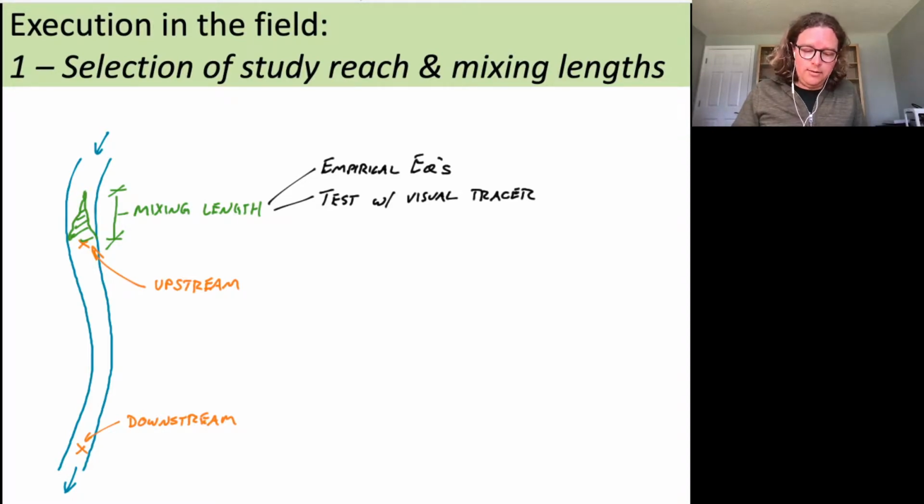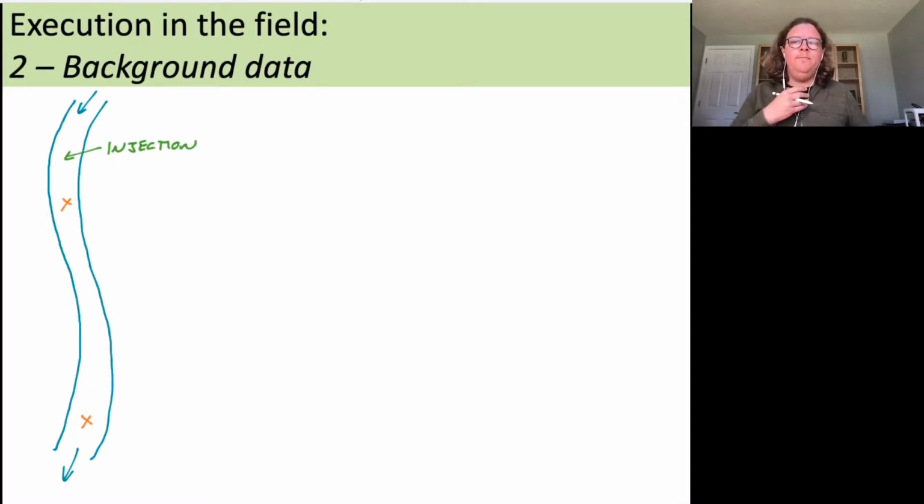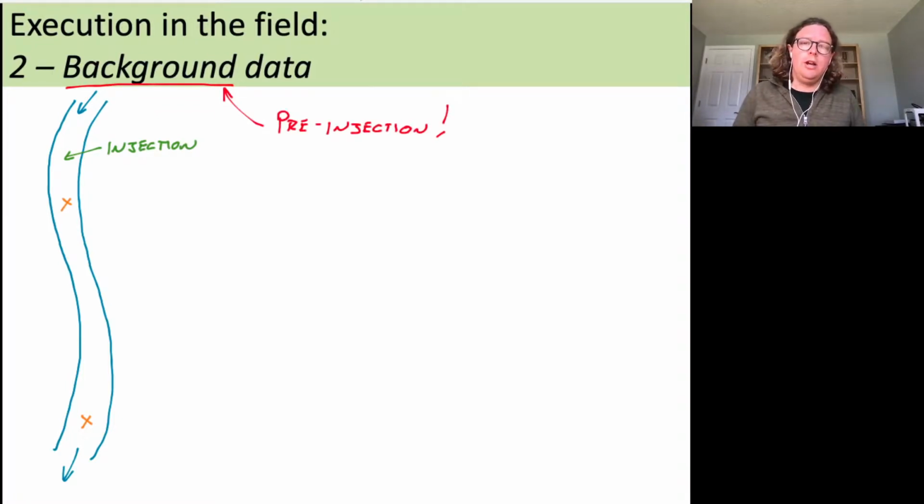So we've got our study site selected. We've established the upstream and downstream ends. We trust our mixing length. Let's collect some background data. And we are specifically focused here on data that are pre-injection. We want there to be no concern that any mass that we inject into the system is affecting these background data. So as such, this should be done before mixing up, in my opinion, before you mix up your tracer in the reservoir, before there's any possibility that you accidentally spill it.